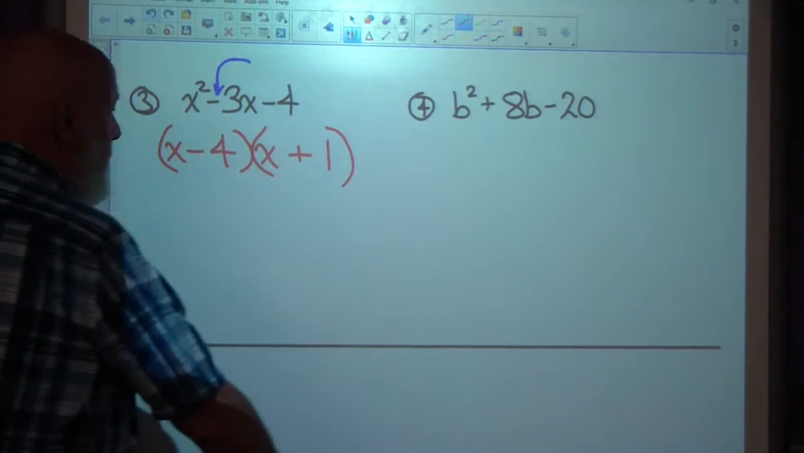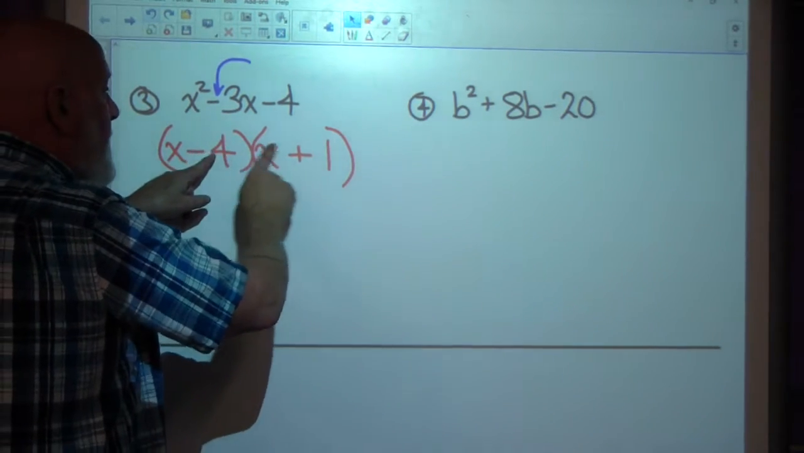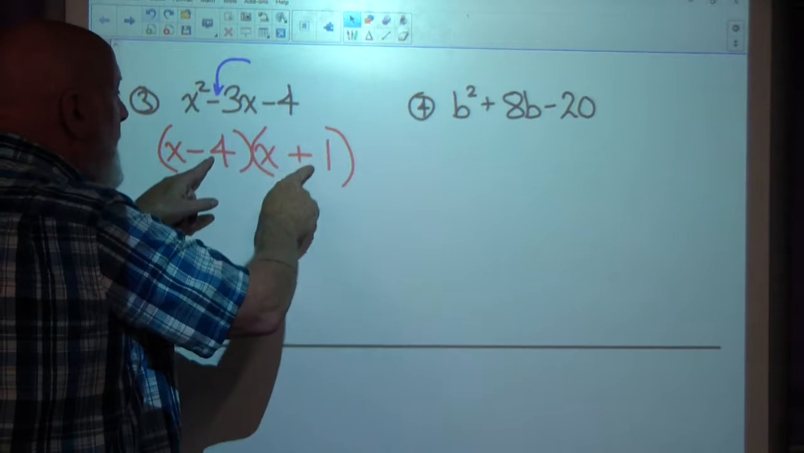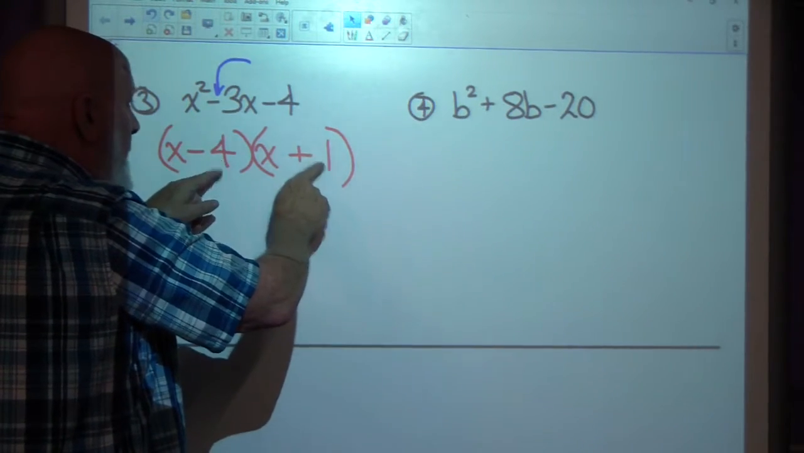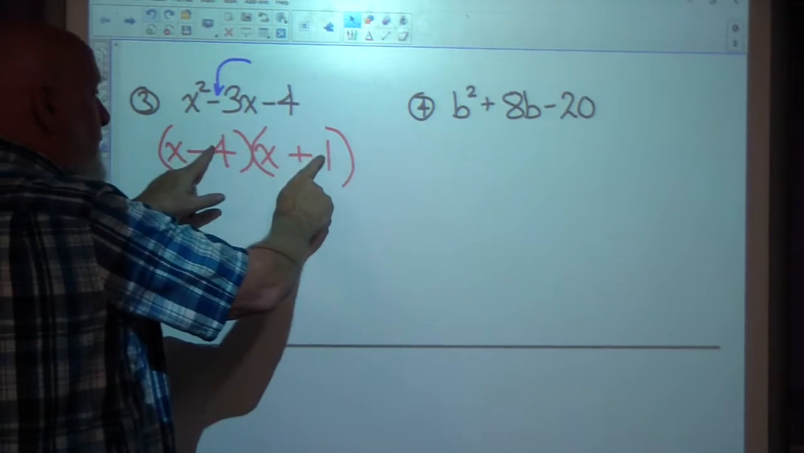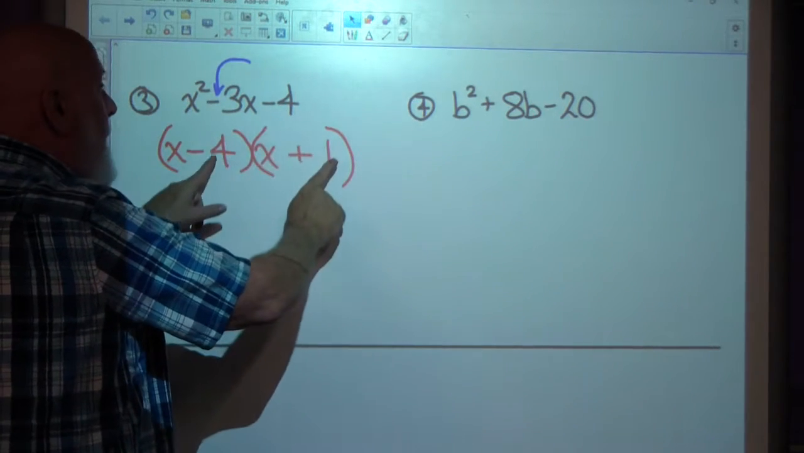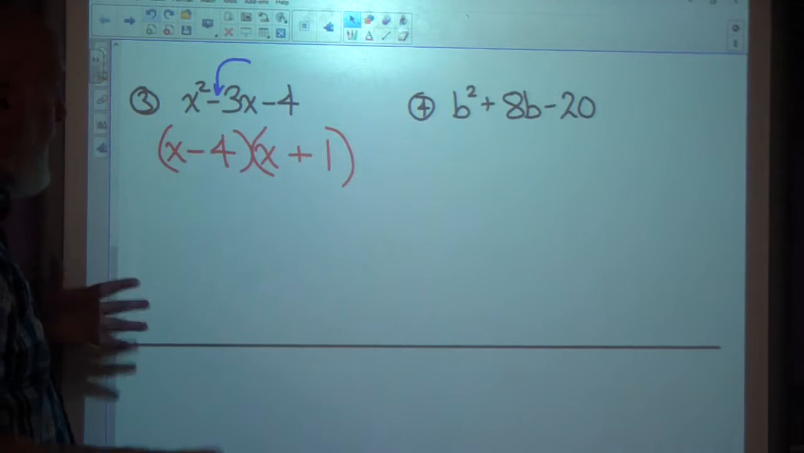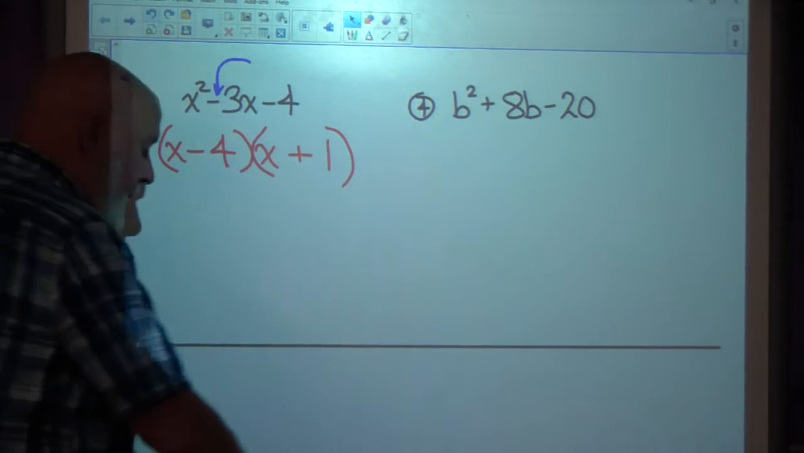And then I do my quick check. I make sure that negative 4 times 1 is negative 4. If it isn't, I've made a mistake, and it is. And then negative 4 plus 1 is negative 3. So they multiply together to give me this term, add together to give me this coefficient, and that means I'm good. I'm done.